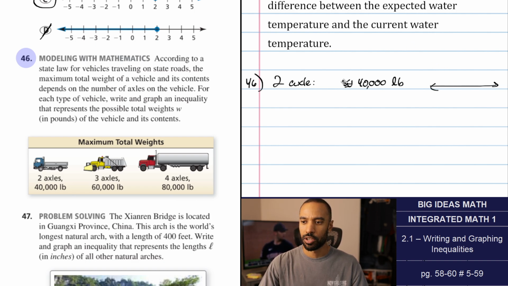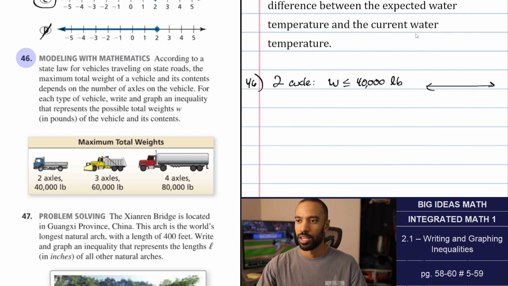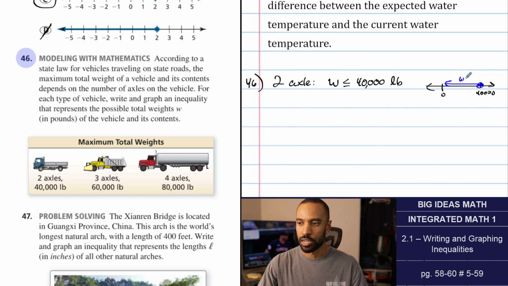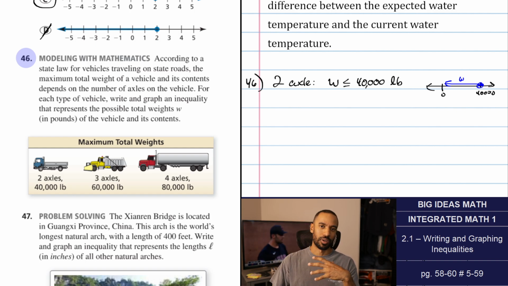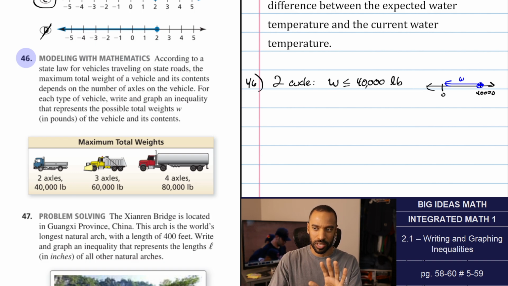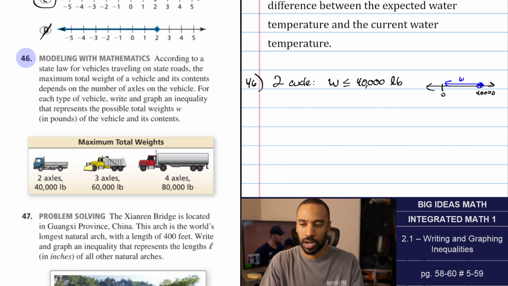So 2-axle vehicle. Here's our condition we must meet. Here's 0. Here's 40,000. Now, like I stated, eventually we're going to do what are called compound inequalities, which is a way of saying that we have to be within 2 values. Like, can we have negative weight? I don't really think so. So eventually we should really stop at 0. We're not really talking about those yet, so that's not expected that we bring it up. So I think that's okay that we just do this for now.